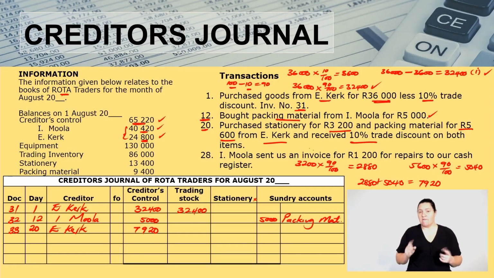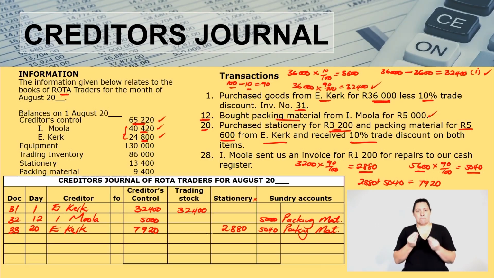Okay? So remember the first 3,200, which we got 2,880, was for stationery. So I'm going to bring 2,880 under my stationery. And then the 5,600, which after trade discount is 5,040, that was for packing materials. So I'm going to now come to my sundry accounts and I'm going to say 5,040. And then I'm going to say what? Packing materials. So once again, I'm just going to call it packing mat.